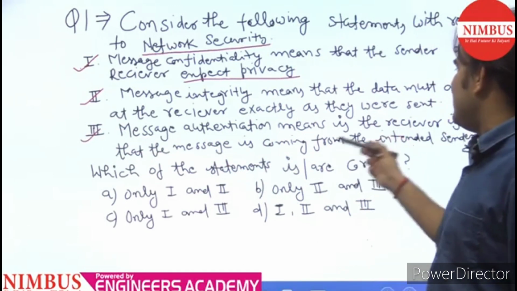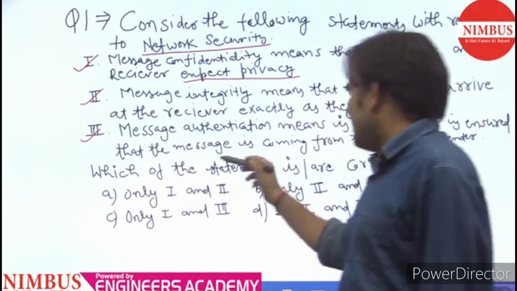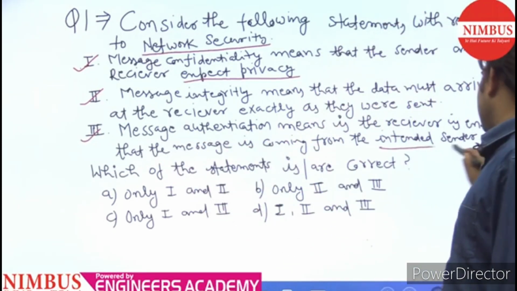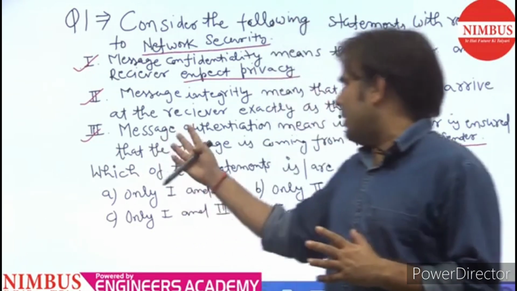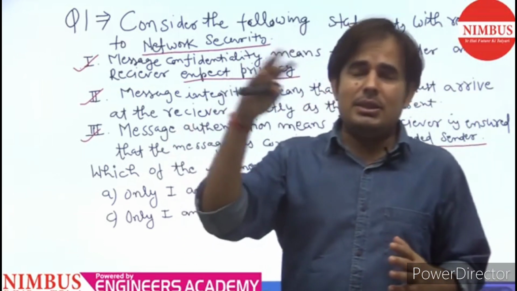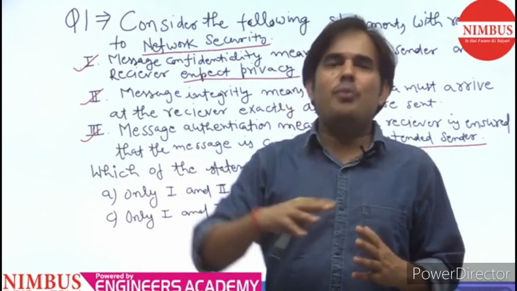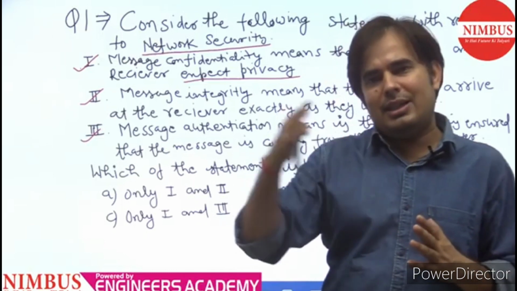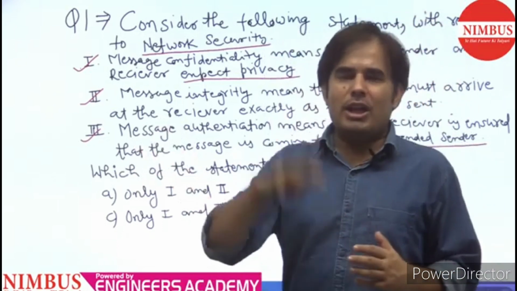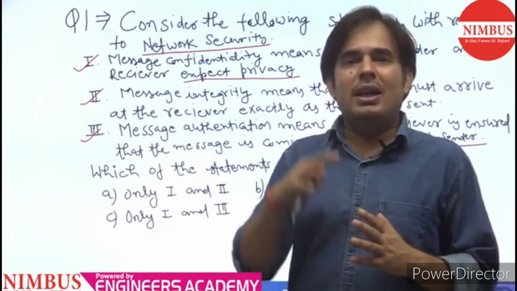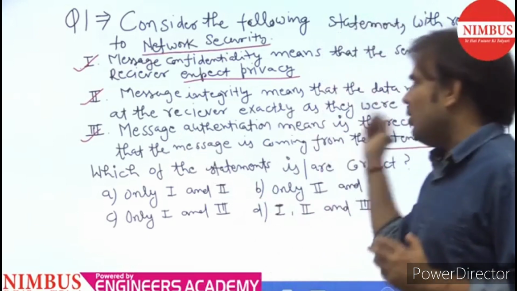Message authentication means the receiver is ensured that the message is coming from the intended sender. What does intended sender mean? In message authentication, the receiver needs to verify whether the message coming from the source is from a verified source or not, that is, whether the source is the intended source. First the receiver verifies whether the message he or she is receiving is from the intended sender or not. Yes, this is message authentication.